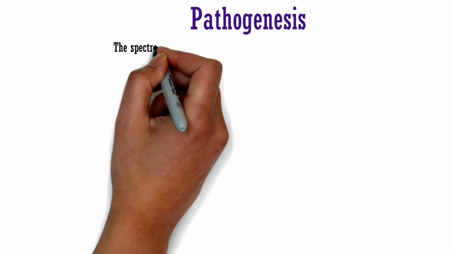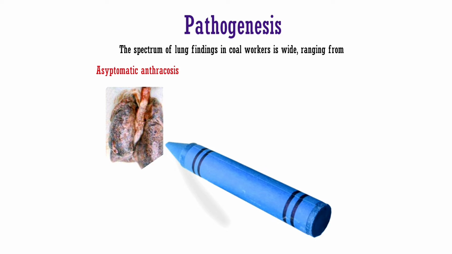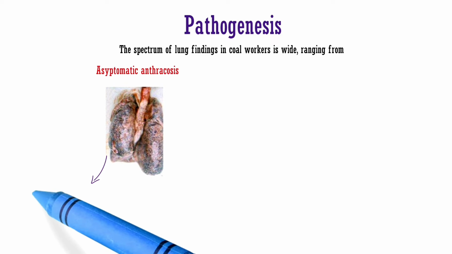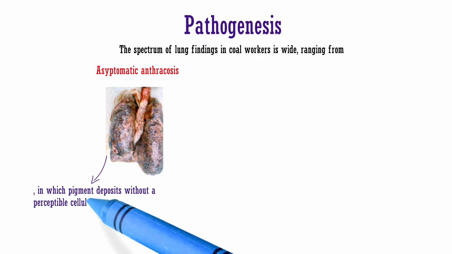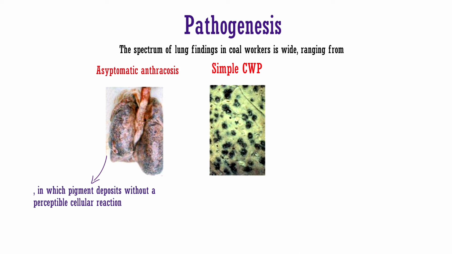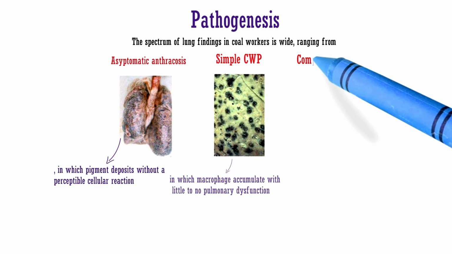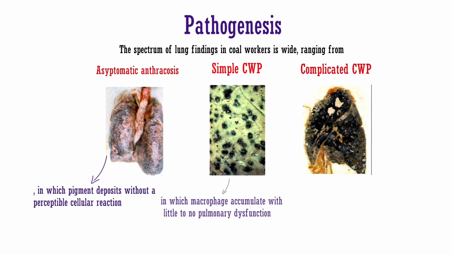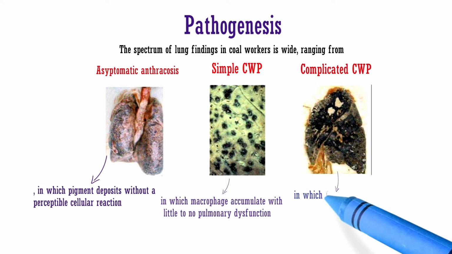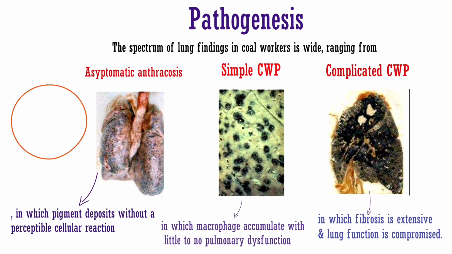Pathogenesis. The spectrum of the lung findings in coal workers is wide, ranging from first, asymptomatic anthracosis, in which pigment deposits without a perceptible cellular reaction. Second, simple coal worker pneumoconiosis, CWP, in which macrophages accumulate with little to no pulmonary dysfunction. Third, complicated coal worker pneumoconiosis, also called progressive massive fibrosis, PMF, in which fibrosis is extensive and lung function is compromised. Less than 10% of all cases of simple coal worker pneumoconiosis progress to PMF.